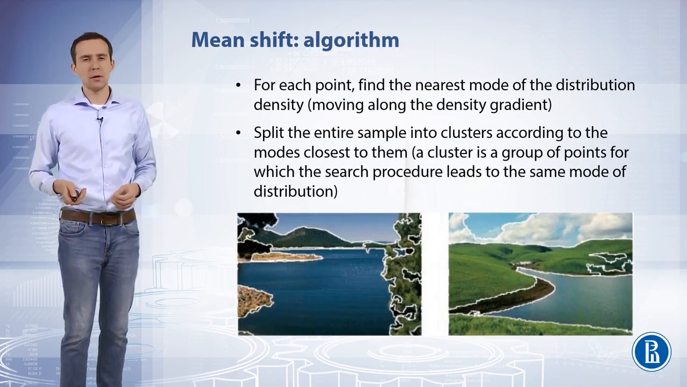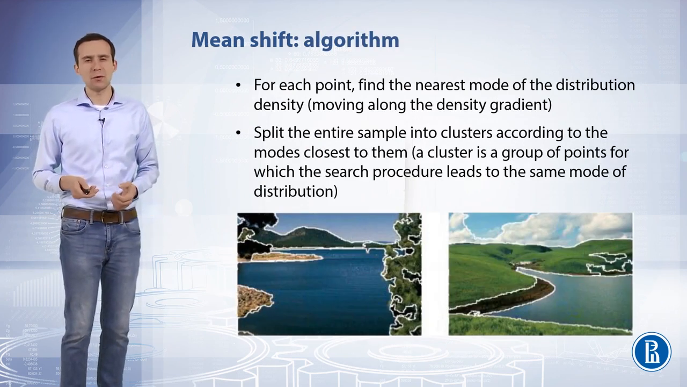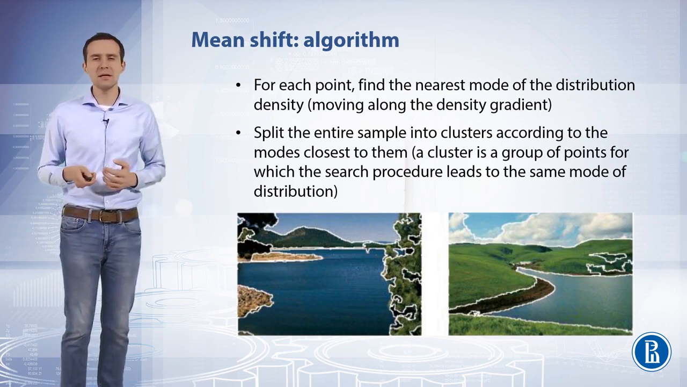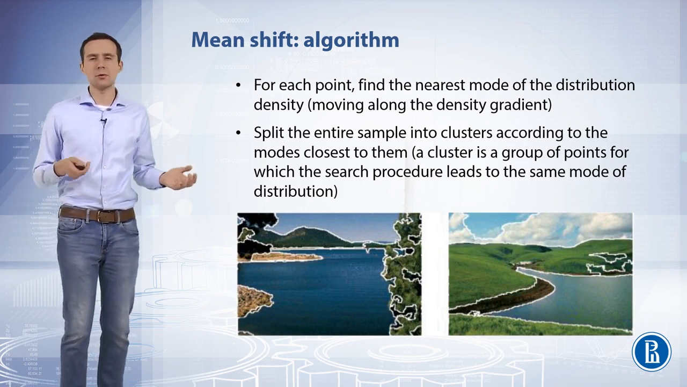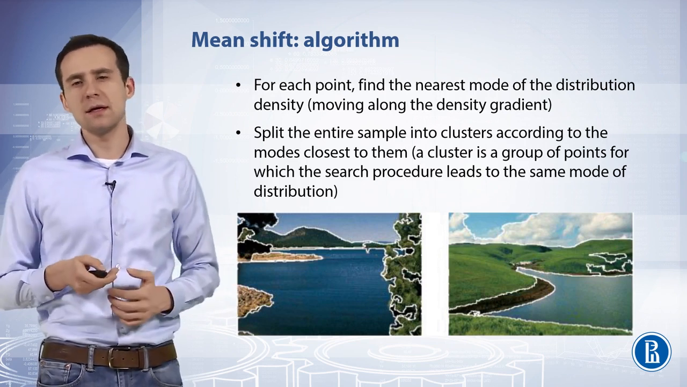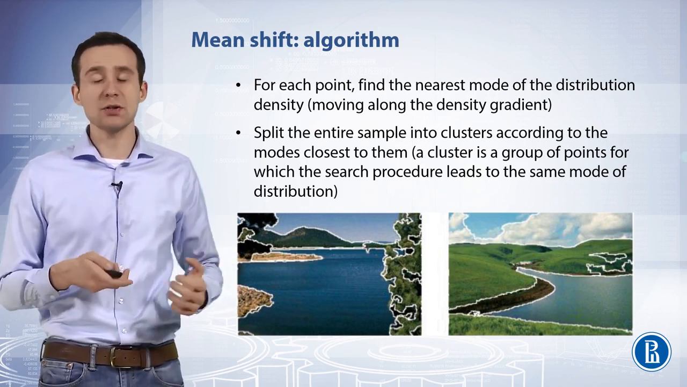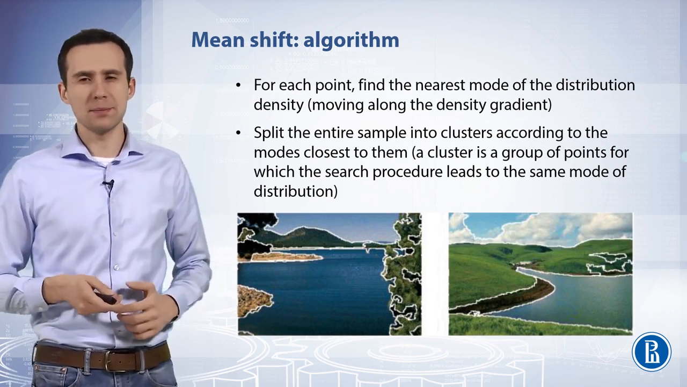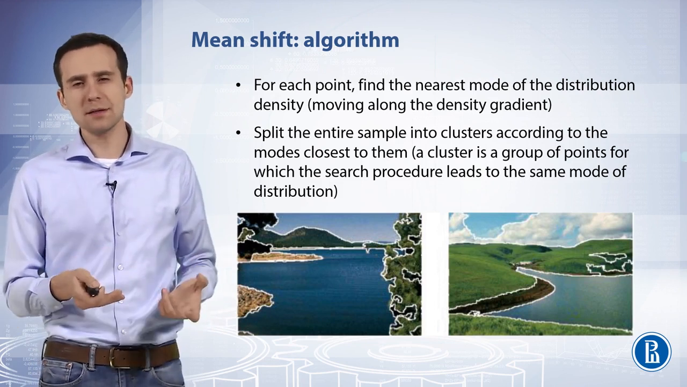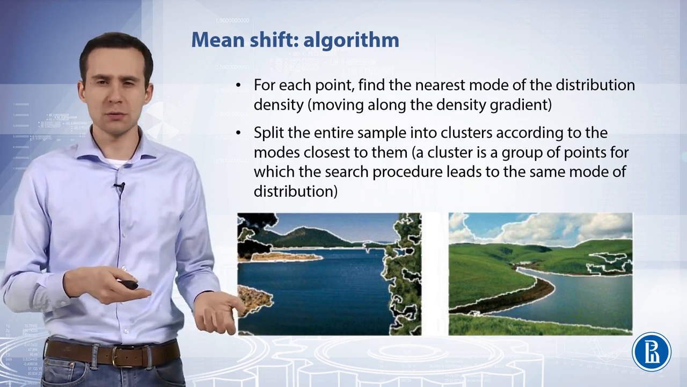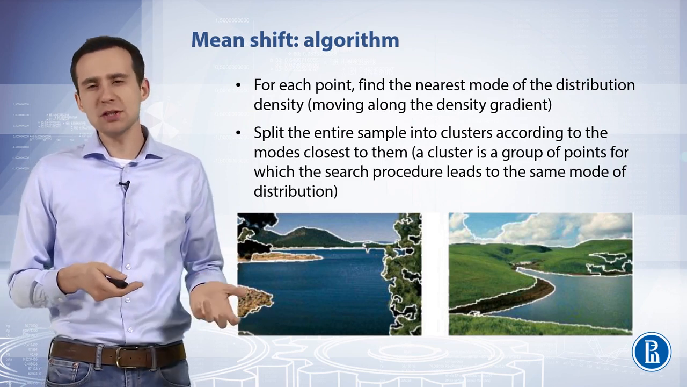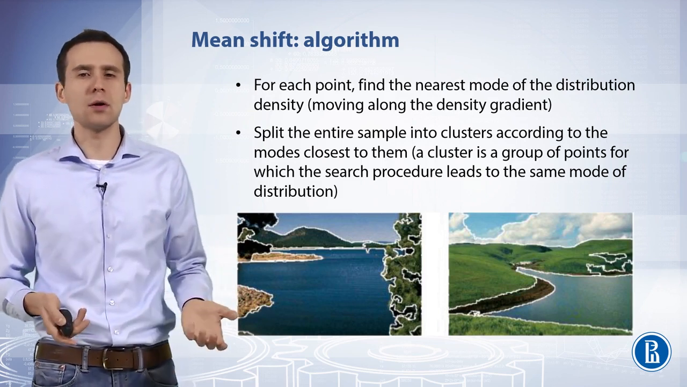To perform the search for a local density maximum, we examine the neighborhood of every point in the feature space and estimate the local density via non-parametric estimates known from statistics, such as kernel or Parzen estimates. We may then compute the shift, the direction in the feature space where density increases. When the procedure is complete for all points in the sample, we cluster points according to the simplest possible rule. A cluster is a group of points for which the search procedure leads to the same mode of distribution. You can see on the slide that mean-shift divides the segments fairly well by the colors.